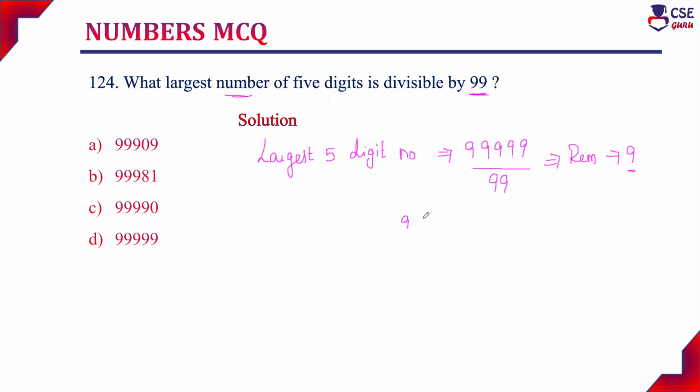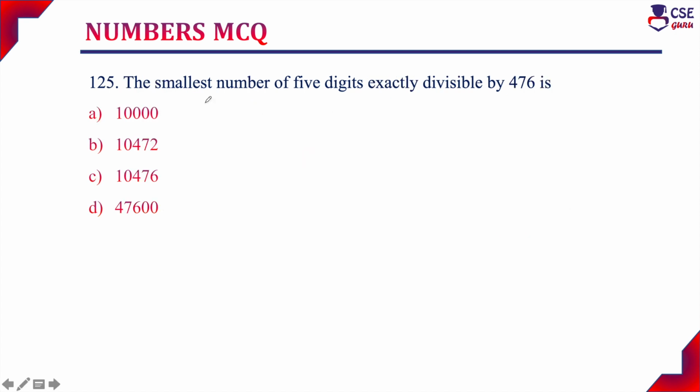So subtract 99999 minus 9. Okay, so we will get the value 99990. And this is the largest 5 digit number that is exactly divisible by 99. Okay, so the correct answer is option C, 99990. Next, problem number 125.